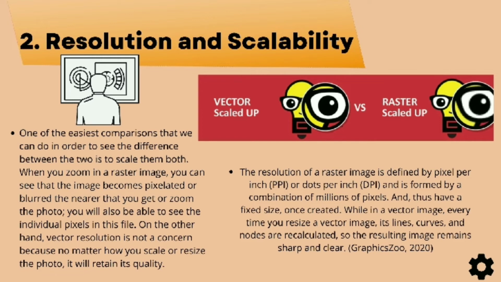As mentioned earlier, the resolution of a raster image is defined by pixels per inch or PPI, or dots per inch or DPI, and is formed by a combination of millions of pixels. So it has a fixed size once created. While in a vector image, every time you resize a vector image, its lines, curves, and nodes are recalculated. So the resulting image remains sharp and clear.